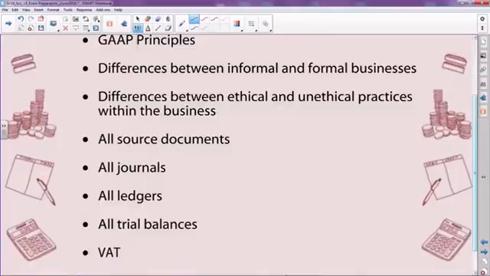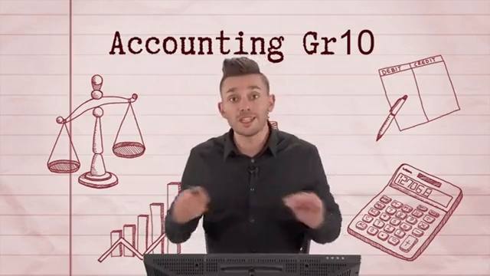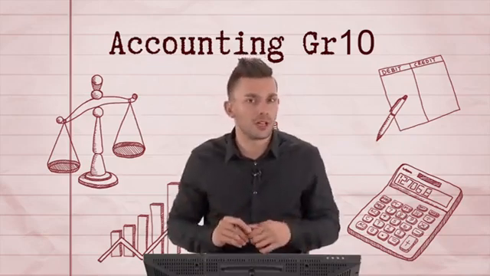Another one, all the journals. Now remember, we started off with the CRJ and the CPJ. We went on during the year with the journals, and then we stopped with the general journal and the salaries journal and the wage journal. That's all your new journals. So know all 10 journals. I'm going to go through them in a bit.